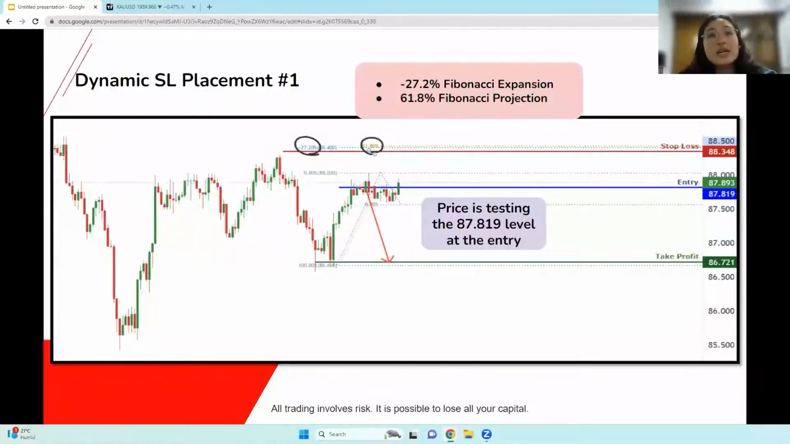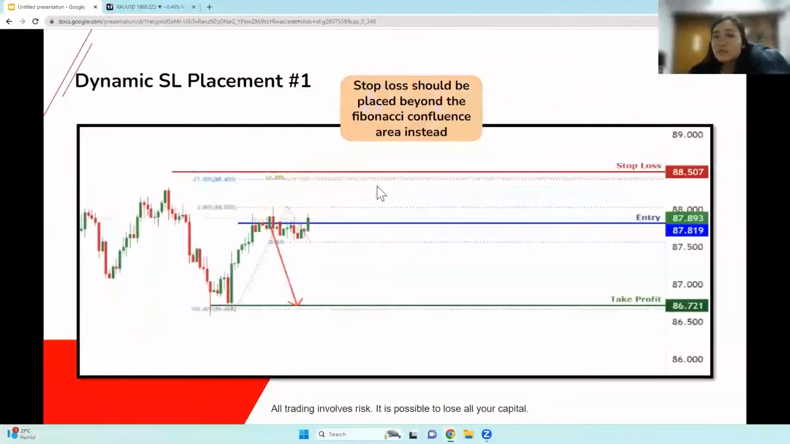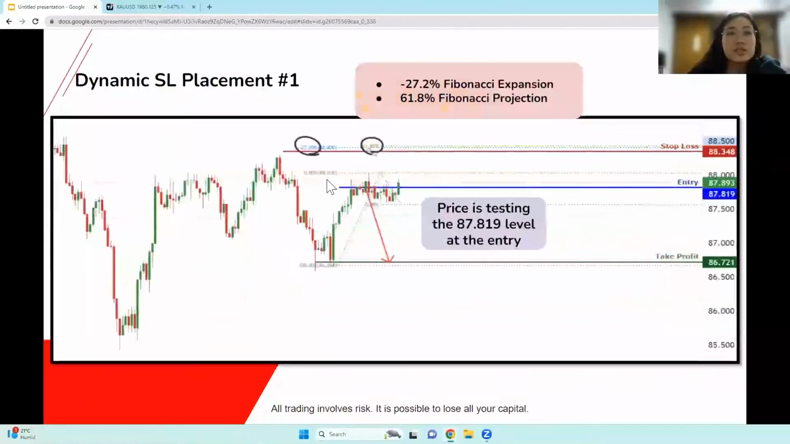So we see here that if we're thinking of where to place our stop loss, it's over here at the swing high, which is also in line with minus 27.2% Fibonacci expansion, as well as the 61.8% Fibonacci projection. And you can see price did rise to our entry and is kind of testing this area here. So the stop loss should be placed beyond the Fibonacci confluence area instead of before it, like you see here.